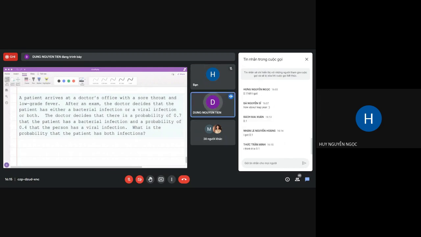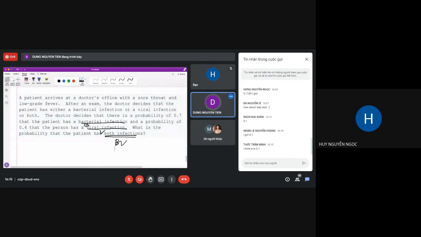Okay, many of you got 10%. I think that is the correct answer. Suppose that V is the event that the patient has a viral infection, and B is the event that the patient has a bacterial infection. Then the event that you want to deal with is BV, right? The patient has both infections.